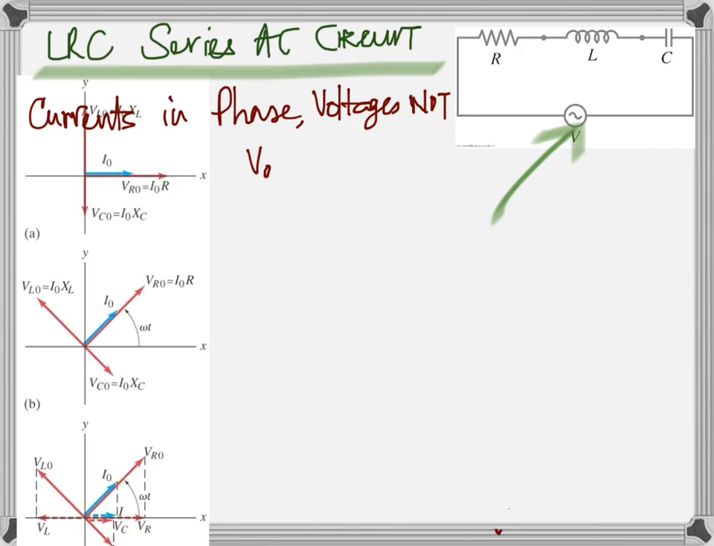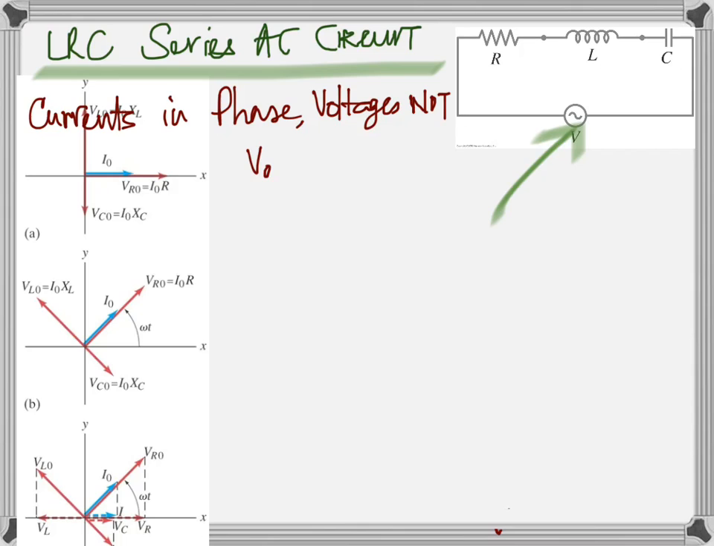In the top diagram, the blue arrow shows you the current. It's a vector. The length shows the magnitude, the arrow shows the direction, right? Through all the three components, the current will be in phase, will be the same. Agreed? Now, what about the potential drop across the resistance? How do you find it? Just multiply the current with the resistance. V is equal to IR.